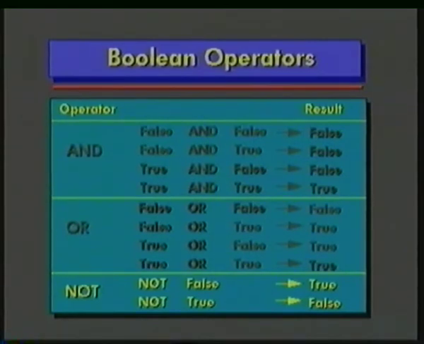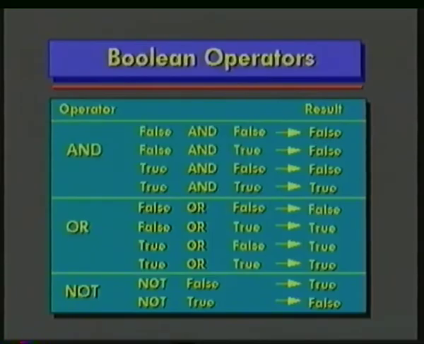NOT is similar to the unary minus arithmetical operator in that it merely reverses the value of the operand with which it is used. Which brings us to the following question. What data types are these Boolean operators used with? Boolean operators can obviously be used with data that is of the Boolean type.